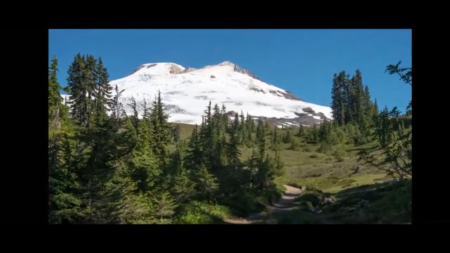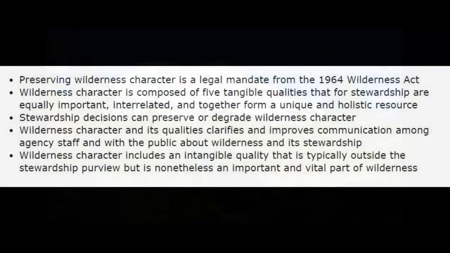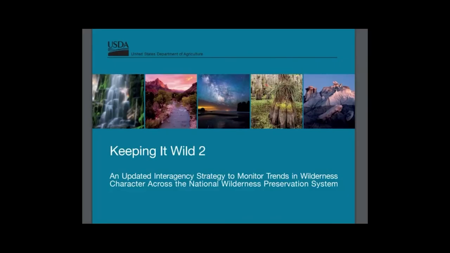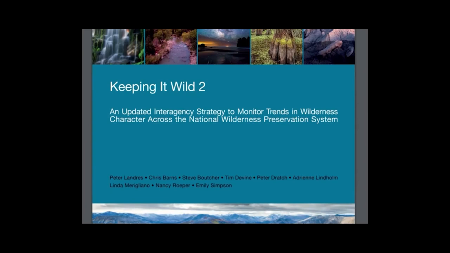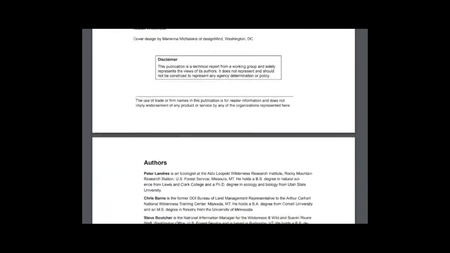All five qualities of wilderness character are equally important. They create a holistic approach to preserving the wilderness resource. As stewards of the wilderness, the decisions and actions we make can help preserve or degrade the wilderness character. For more information and guidance on wilderness character and wilderness management, please refer to Keeping It Wild 2, which is the interagency strategy to monitor trends in wilderness character across the National Wilderness Preservation System.